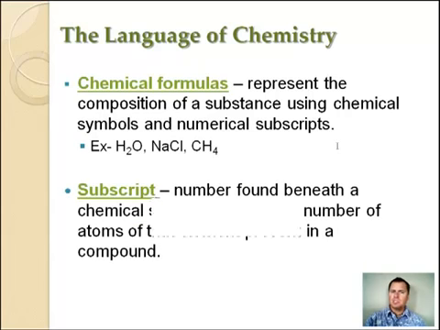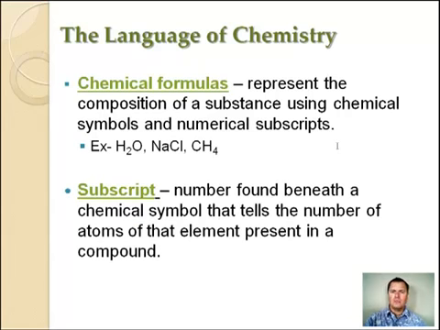Now, we said subscripts. Subscripts are the numbers that we find beneath the chemical symbol or the element that tell you the number of atoms of that element present in a given compound. If we look up here, we see that in water there's 2 hydrogens. In methane there's 4 hydrogens. Now sodium chloride doesn't have any subscripts, but we assume they have a subscript of 1. If it's just 1, we don't write it. And this is your goal today: to learn to start writing these chemical formulas.